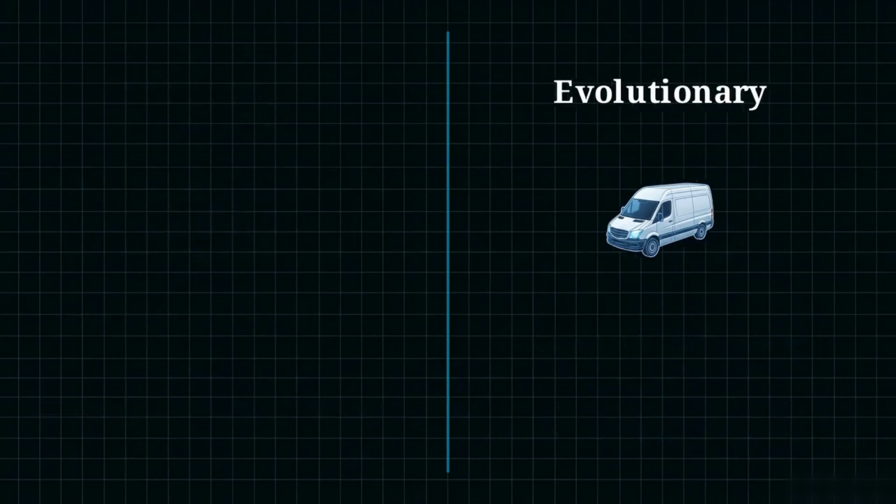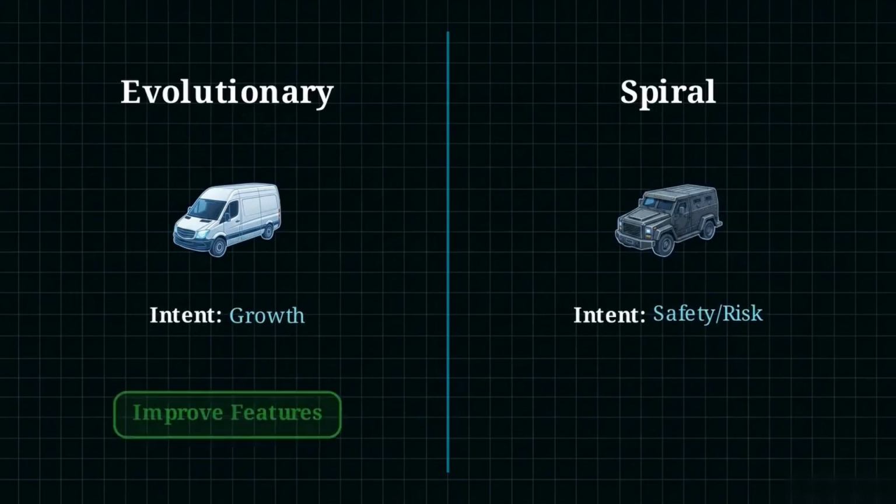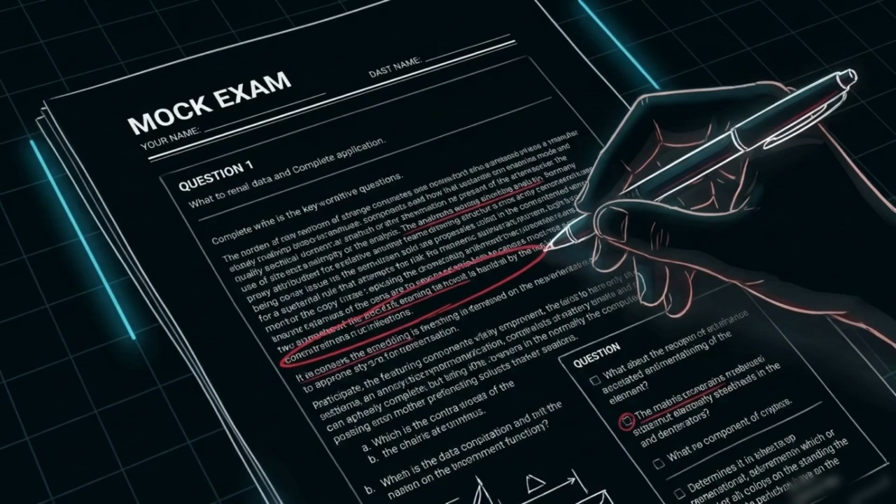Both the evolutionary and spiral models repeat cycles. To tell them apart, look at the intent. Evolutionary cycles are used to add and improve features. Spiral cycles are used to hunt down and mitigate dangers. When you identify the primary intent behind the cycle in the exam prompt, the correct model becomes clear.